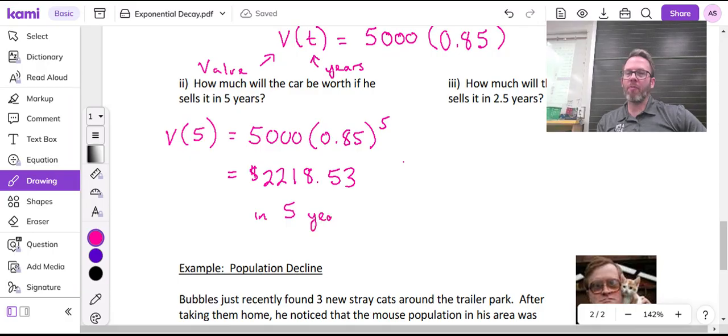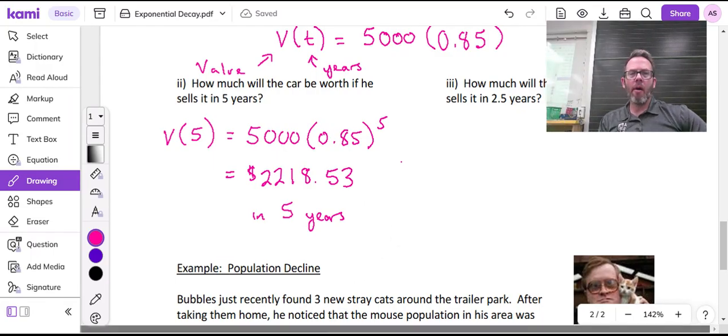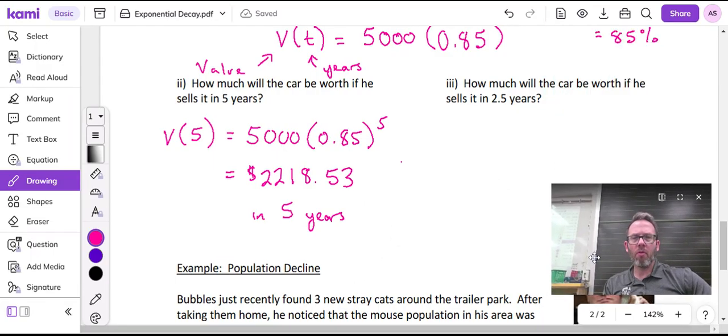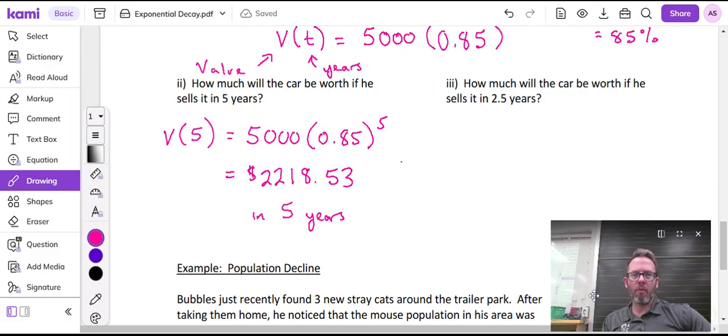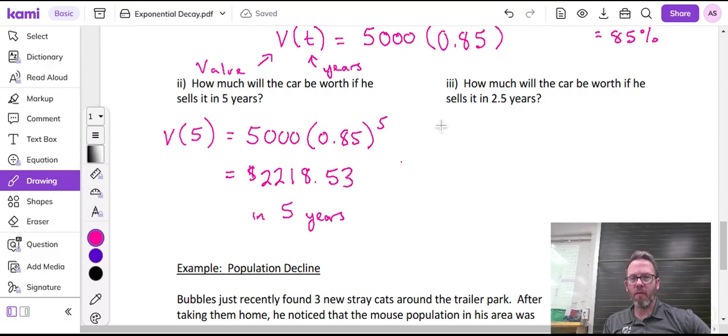So nothing has really changed from yesterday. It's just our base will be between 0 and 1. And part 3 is just the same. It's another plug and play. This time it's just 2.5 years. So I imagine we'll be somewhere between 5,000 and the value we just got. Making the model is the most complicated thing, if you want to call it complicated. Now that you guys know that rule, it shouldn't be too bad.